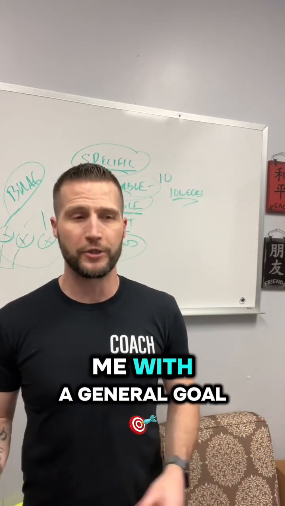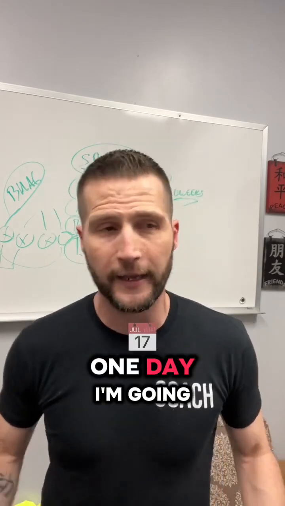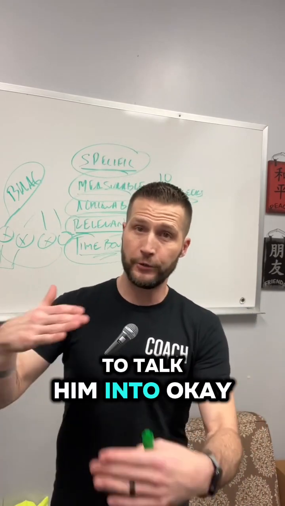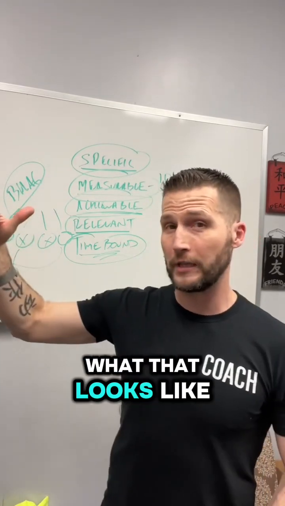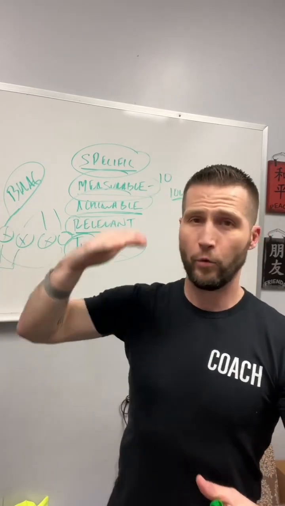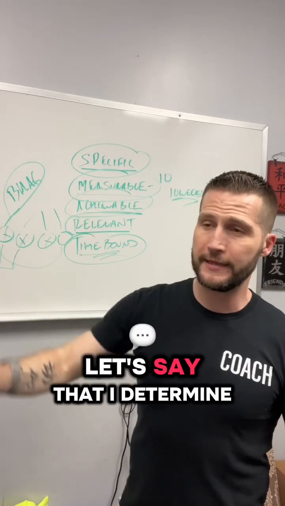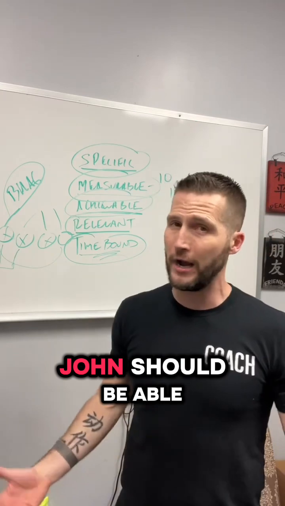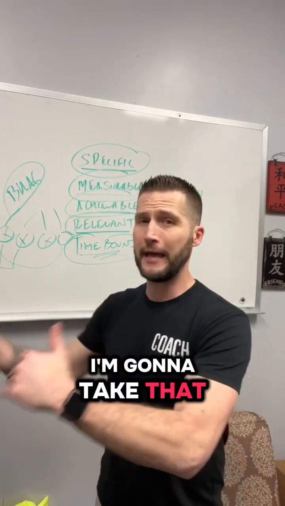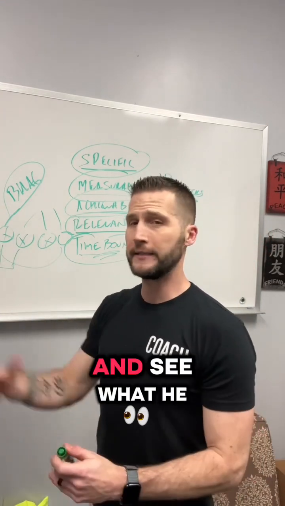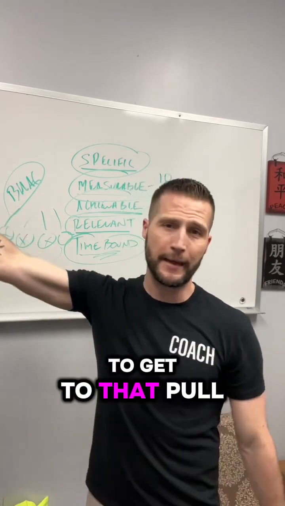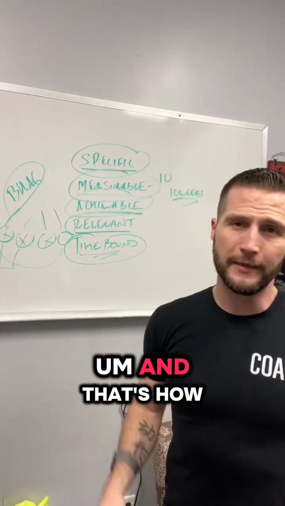Now, if he comes to me with a general goal, I just want to be able to do pull-ups one day, I'm going to talk him into, okay, so let's look at what that looks like. Where are we at? What's John's current physical level? Let's say I determined probably in the next 6-8 months, John should be able to do a pull-up. I'm going to take that and work backwards from it, right? And see what he needs to do weekly to get to that pull-up. And that's how goal setting works.